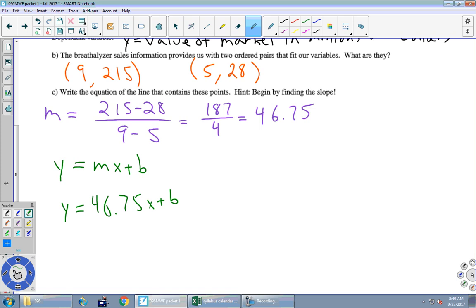So we're going to plug in an x and a y. You can use either orange point. For me, it's a clear decision. If I've got smaller numbers in one, I pick that one. But you can use either one. I'm picking 5, 28. Make sure you put them in the right spots. 28 equals 46.75 times 5 plus the b, which is about to be determined.